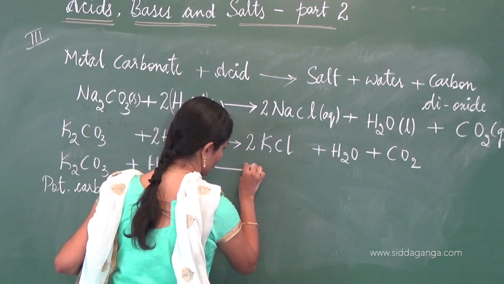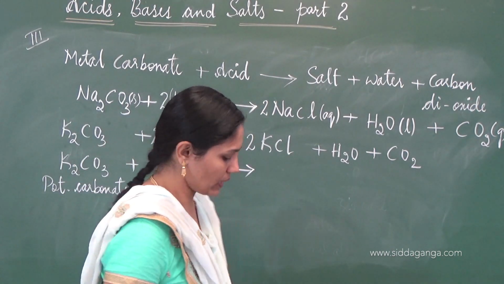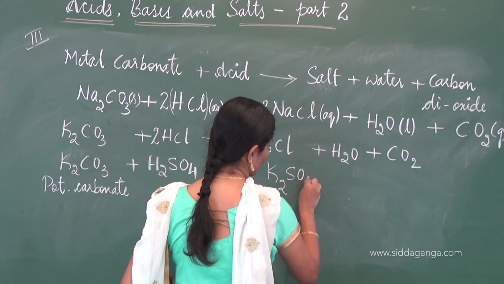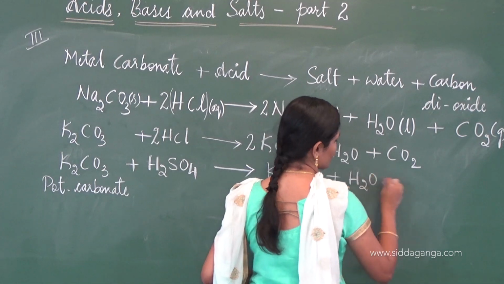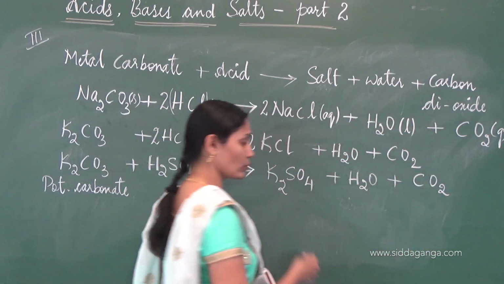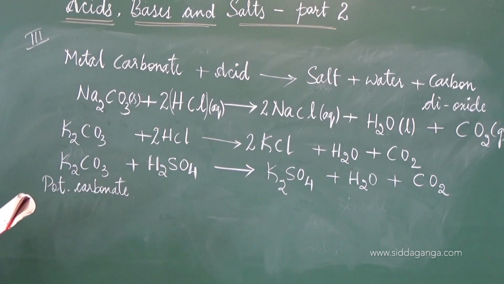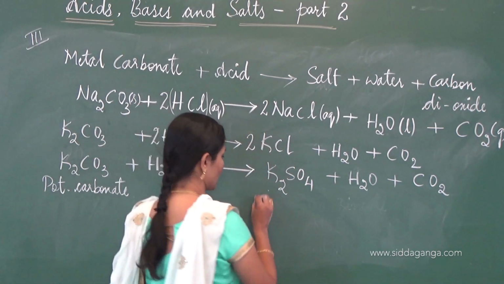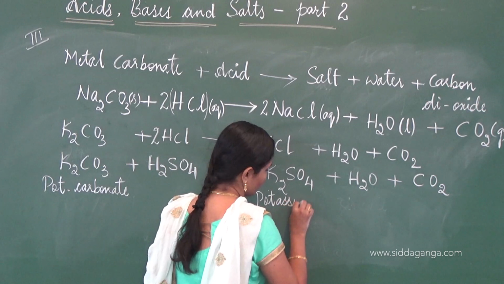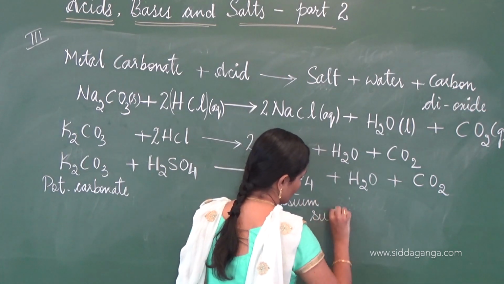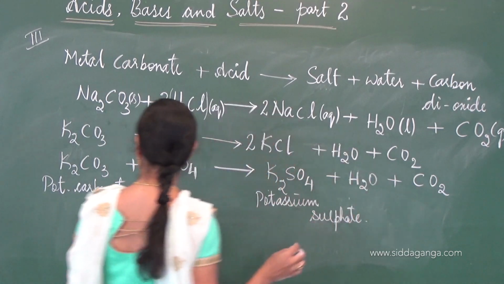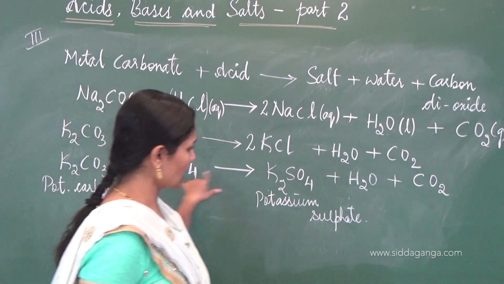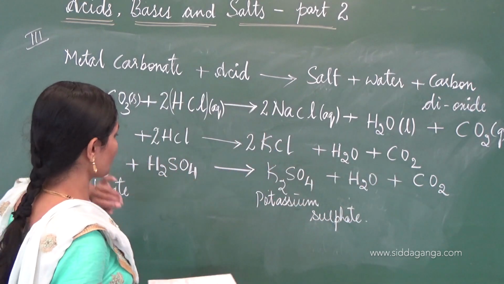In a similar fashion, we will write down the equation. When potassium carbonate reacts with sulfuric acid, the salt we obtain is K2SO4, and with that it's obvious that CO2 gas is evolved and H2O is formed. K2SO4, what is K2SO4? K is potassium, S is sulfate, so potassium sulfate. Potassium sulfate is the salt obtained. Check out whether it is balanced. K2 and carbon is also balanced. Oxygen is 3 plus 4 is 7. 4, 5, 6, 7. Yes, the equation looks balanced.